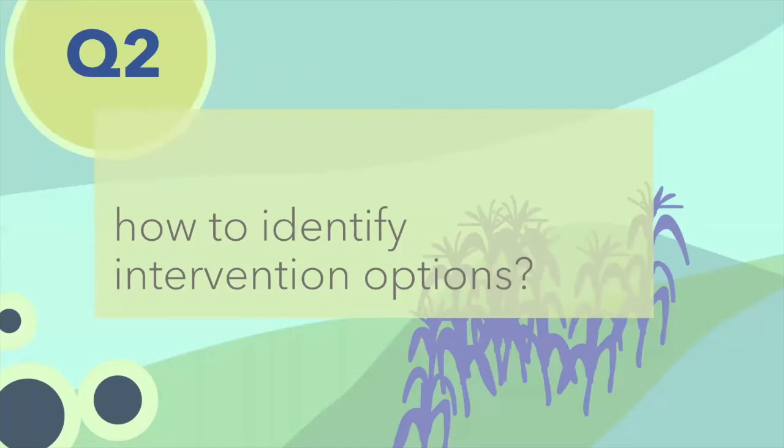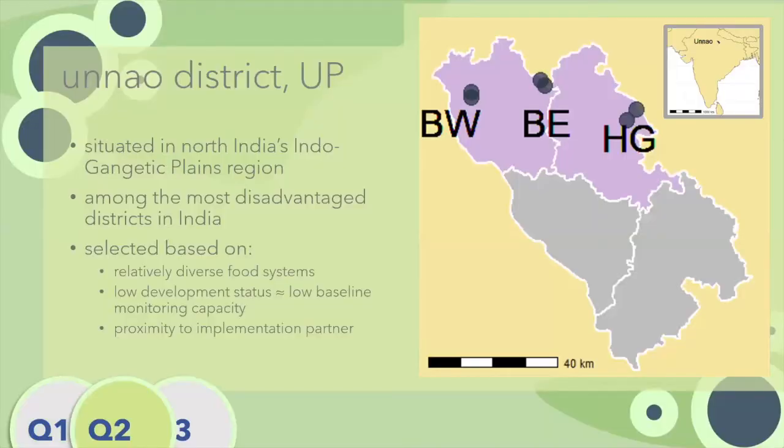So moving on to the second section, once we understand how risk factors are distributed within and across locations, how do you identify intervention options that work for a particular community of interest? So for this section, we're going to be zooming into a new location altogether, Unnao district in India's Indo-Gangetic Plains region in the state of Uttar Pradesh.